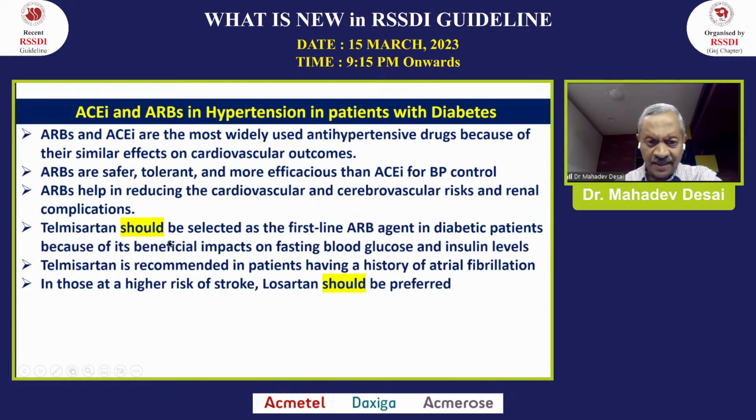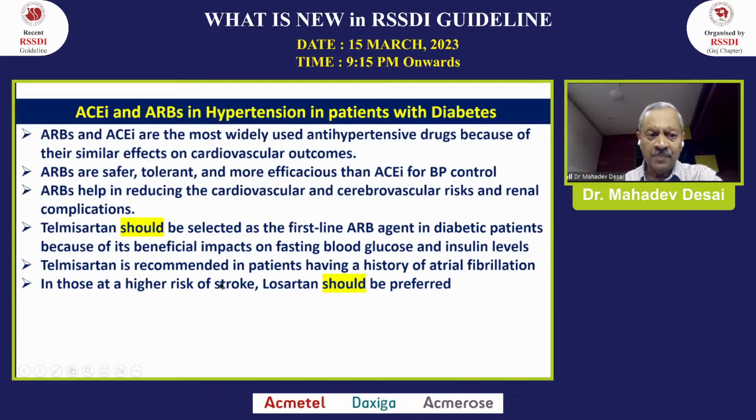Only thing, as I said, is that I have taken the liberty to change the word. The RSSDI have used the words telmisartan must be selected as the first line ARB agent in diabetic patients, and that in those who are at high risk, losartan must be preferred. I use the word should, and we'll discuss this probably in the discussion time, or when Dr. Sabu is there, we'd like to know the reason for the use of the word. But telmisartan is definitely recommended in patients who have got atrial fibrillation over the other ARBs.